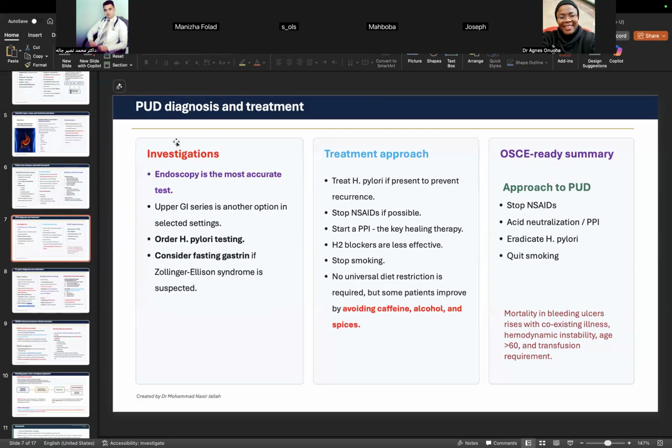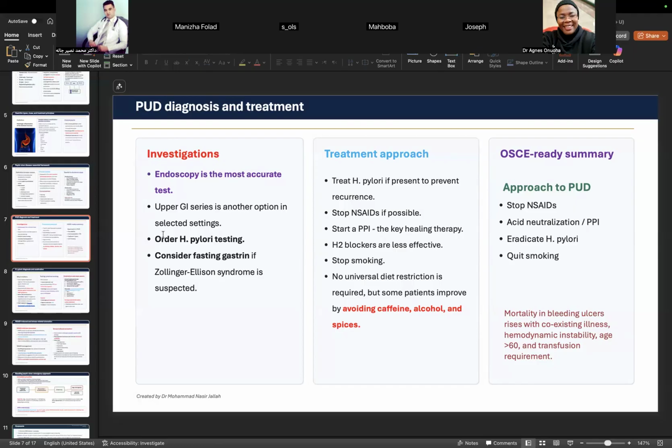All right. So in terms of investigation, endoscopy is the most accurate. As I mentioned before, this is the most accurate. So remember that we have the most accurate test for reflux, which is the pH study, but the most accurate test for ulcer or PUD is endoscopy.